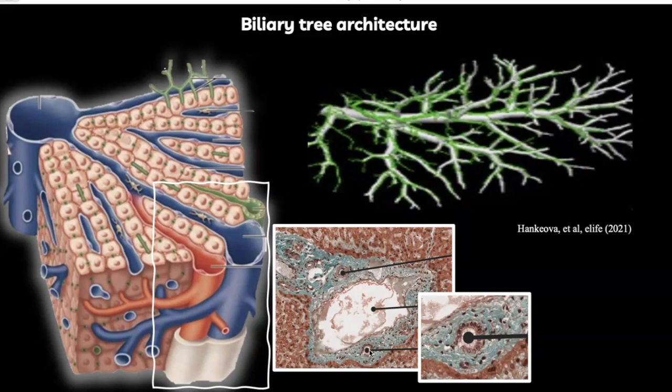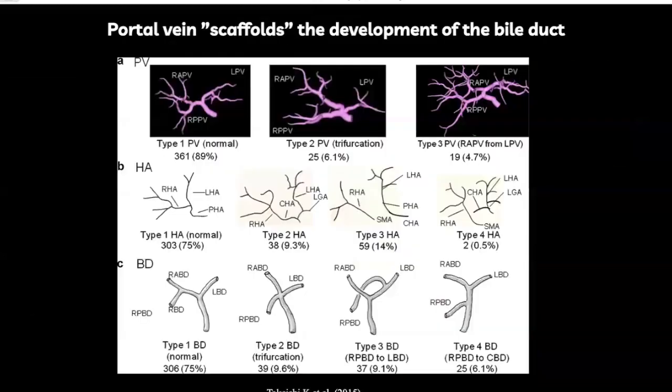So you have bile duct lining the portal vein here, and you have the biliary artery also lining on the other hand. The nice thing about the bile duct is that it follows the portal vein wherever they go, and so you have the portal vein that sort of scaffolds the growth of the bile duct in the adult liver. And this paper by Takashi in 2015 even shows that when you have morphological defects in the portal vein, then the bile duct would follow exactly the portal vein structures.